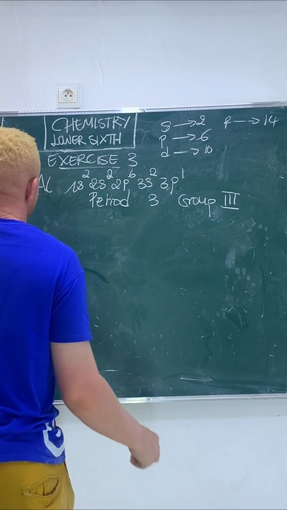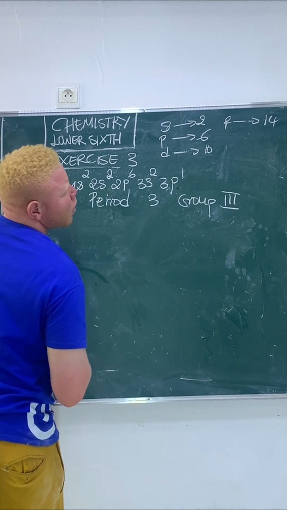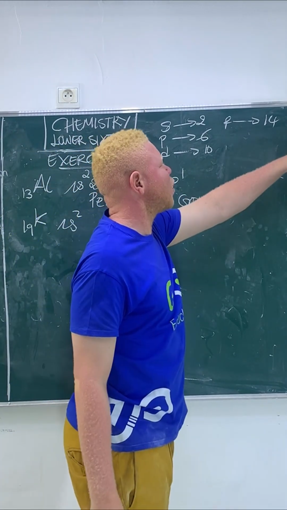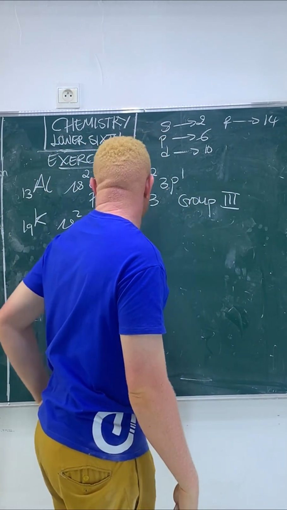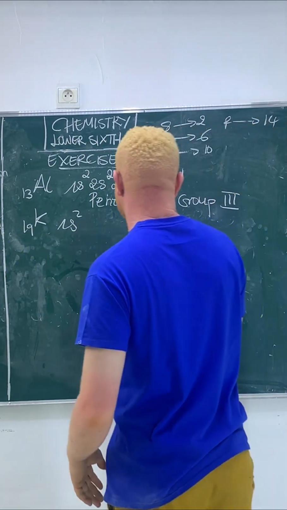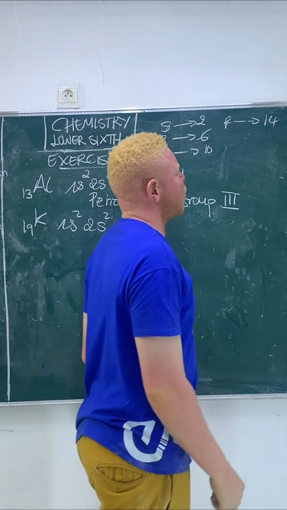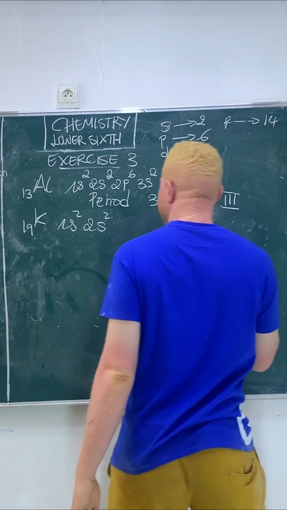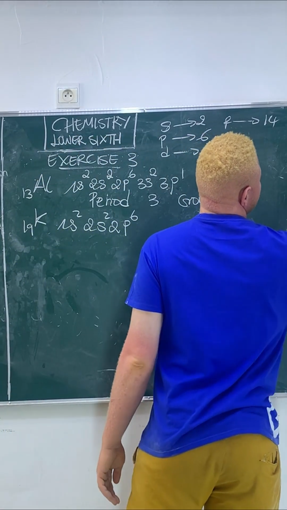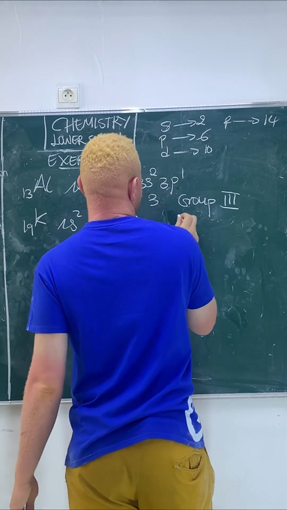So let's go to the next element, potassium, atomic number 19. Start picking the orbitals: 1s2. Follow this path. 1s2, then go on to 2s2. We'll keep on following the arrows. Go on to 2p6. After 2p6, 3s2.